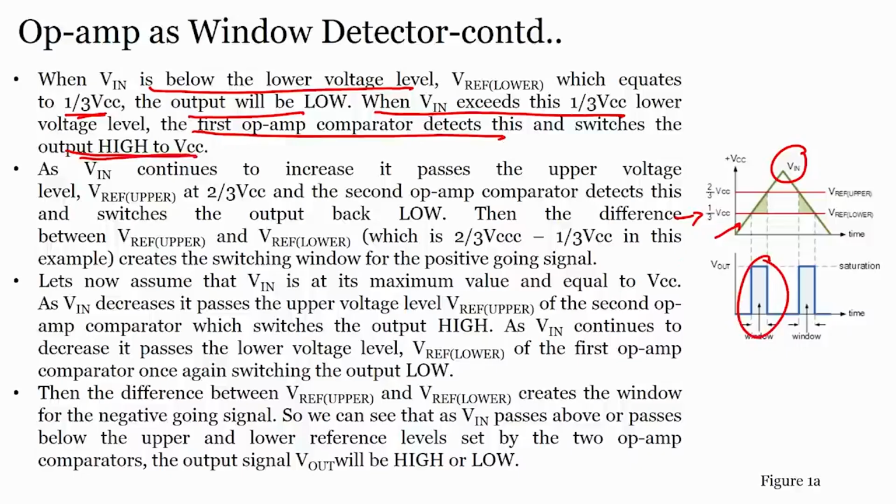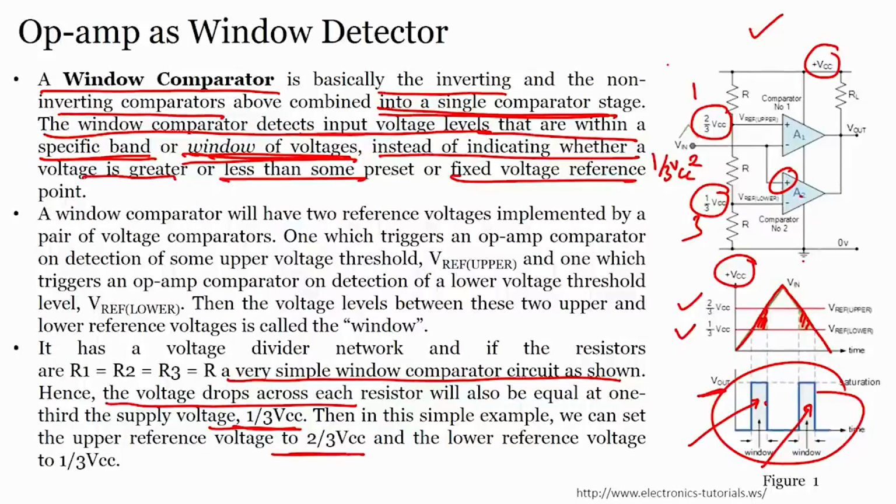That is why as soon as V in exceeds 1 by 3 VCC, the first op amp comparator detects it, very easy, and switches the output high to VCC. As V in continues to increase, it passes the upper voltage reference 2 by 3 VCC. In this case, the second op amp comparator detects this and switches the output back to low. Why? Because 2 by 3 VCC is less than the voltage at V in, so their output will be high. When you have this voltage which is here, let me just rub the other thing, so it is not confusing.